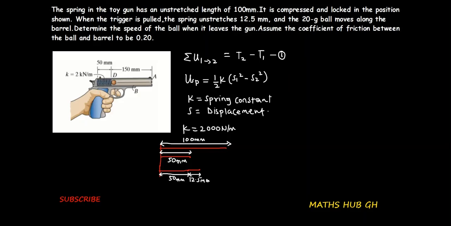Okay, so now what you have to measure is the displacement. Let's look at how you're going to measure the displacement. So this distance now becomes S1, and then this small distance here becomes S2. So this is S2, then this is S1. Let's look at how you're going to find S1 and S2.